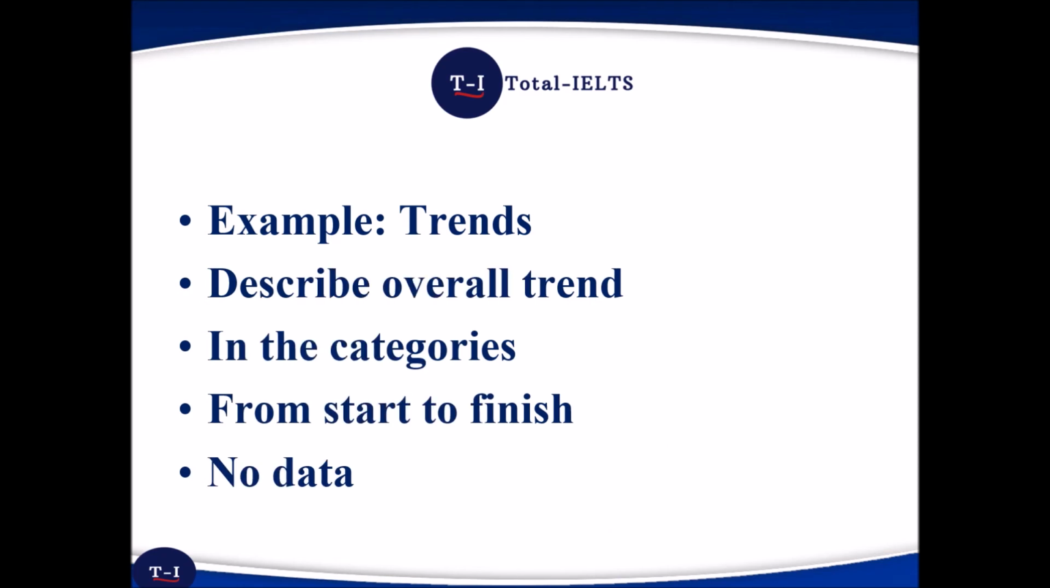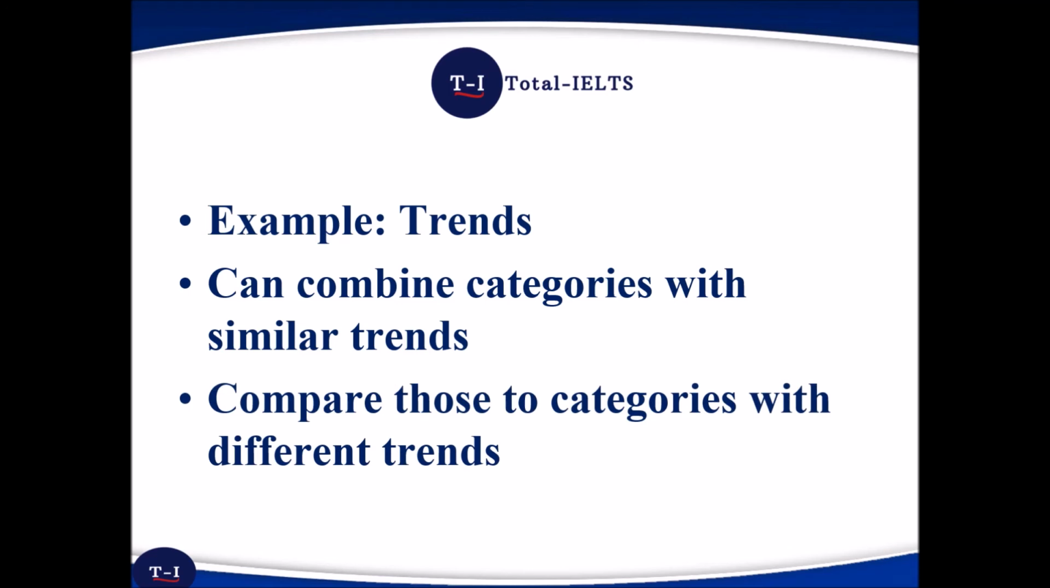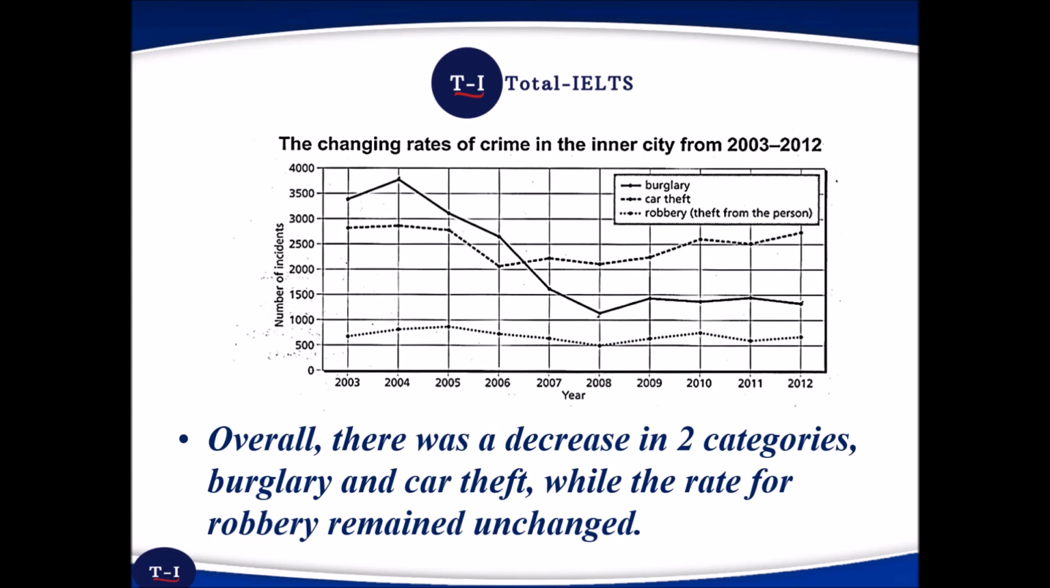You should describe the overall trend in all the categories from start to finish, and remember, don't include any data. You can combine categories with similar trends and then compare these to categories with different trends. For example, overall there was a decrease in the 2 categories of burglary and car theft, while the rate for robbery remained unchanged.